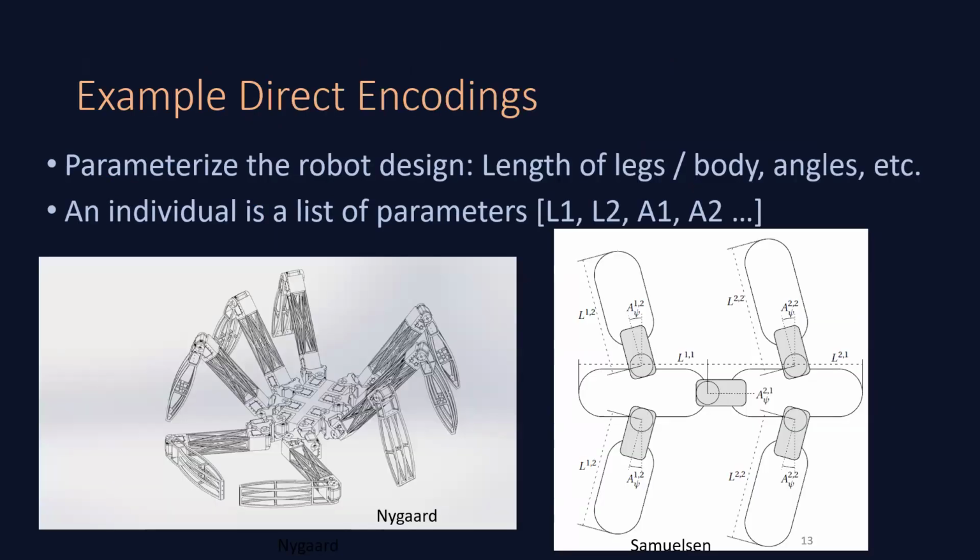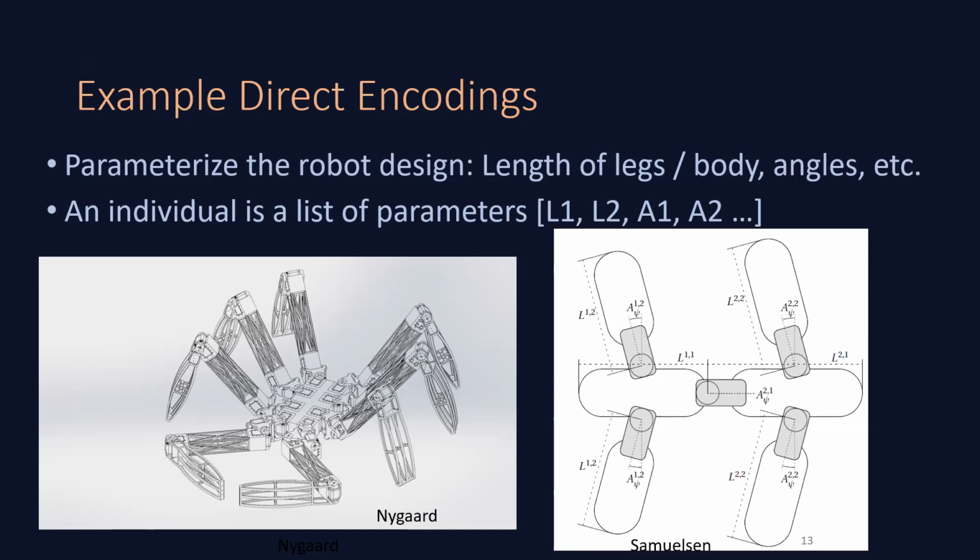So here's an example of a direct representation, or two different direct representations, that members of our lab have worked on. One way we can set up a direct representation is to say that we want our robot to look like this. We want it to have these two pieces, these four legs, but we don't know exactly which angle those legs should be at, and we don't know exactly how long those legs should be.